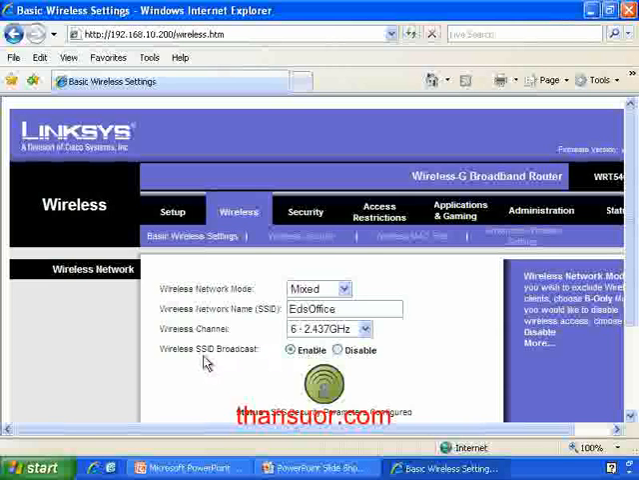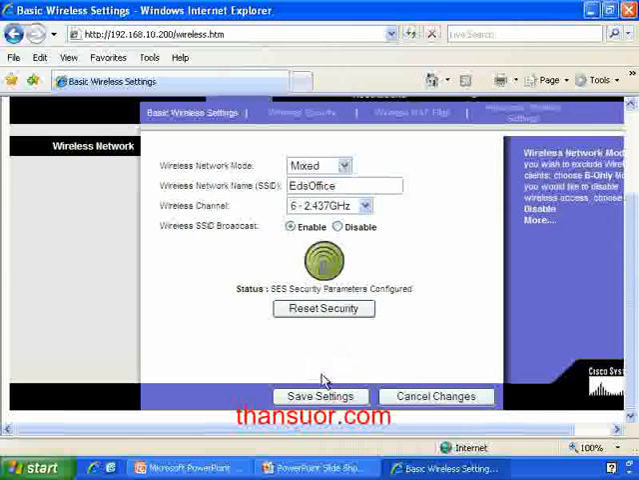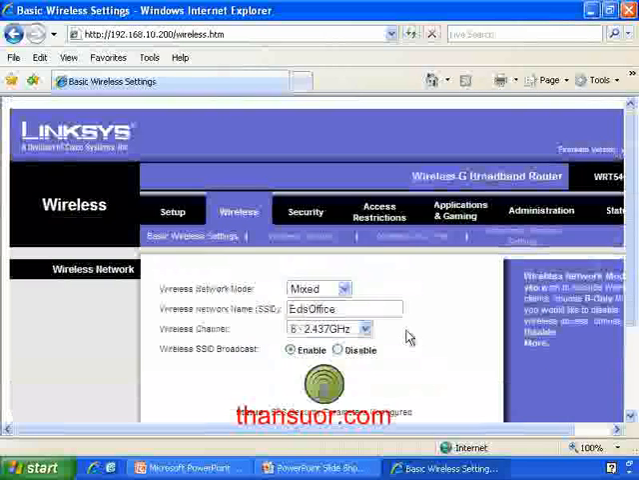Then here is that SSID broadcast, that beacon I was talking about before that sends out a signal saying, hey, I'm a wireless access point, I'm here. You can choose whether you want that to happen or if you want to disable it, and then people won't see the Ed's office network. They'll be able to connect to it if they know it's there, but only by typing it in manually. They won't be able to see it otherwise. And then just down here is where we can save our settings.